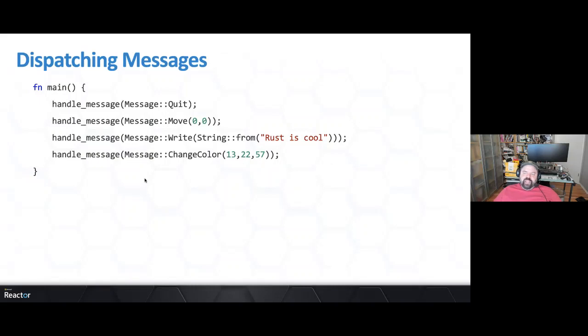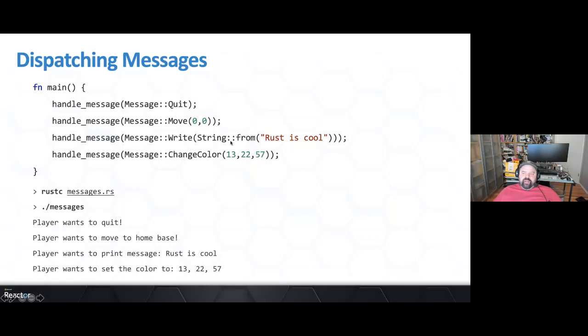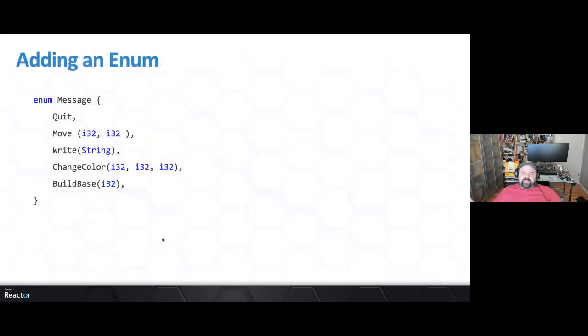So in this case, if I change my message to be move to 0, 0 instead of 2, 3 and rerun it, you'll see that the player wants to move to home base. So in that case, it's enforcing the value-based pattern matching. But as I said, if Brandon comes in and adds an enum for a new message, working on the ability to build a base somewhere in the game field, maybe specify the size or the power or how much energy you want to build into the base.